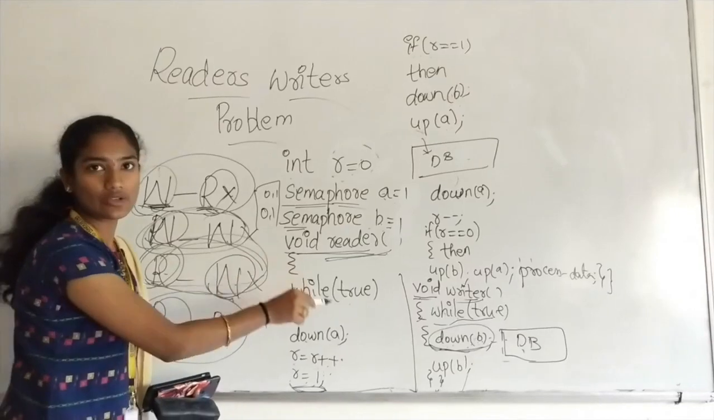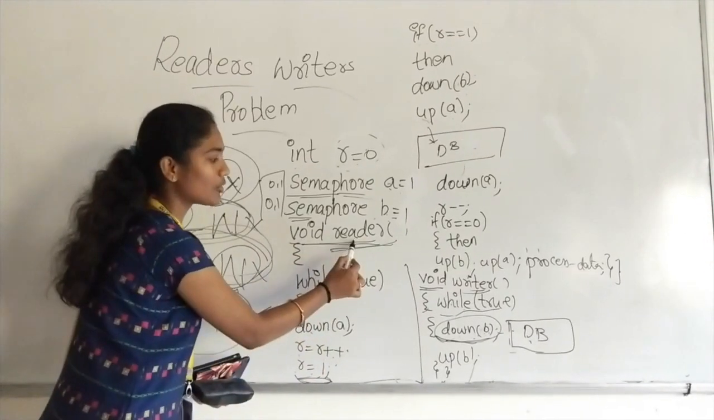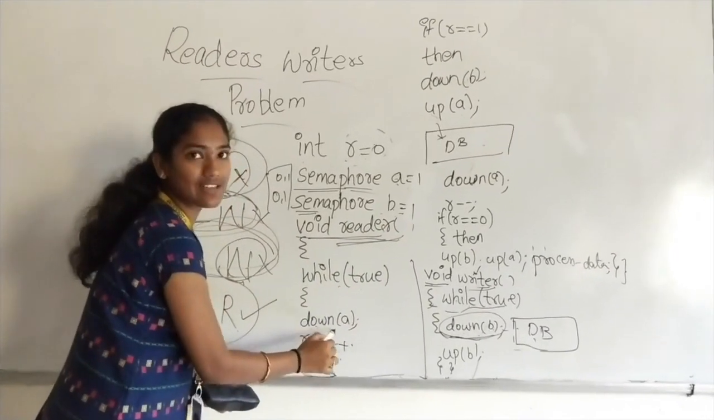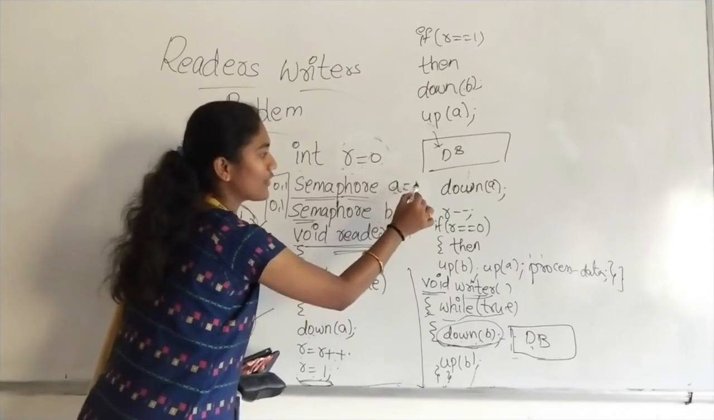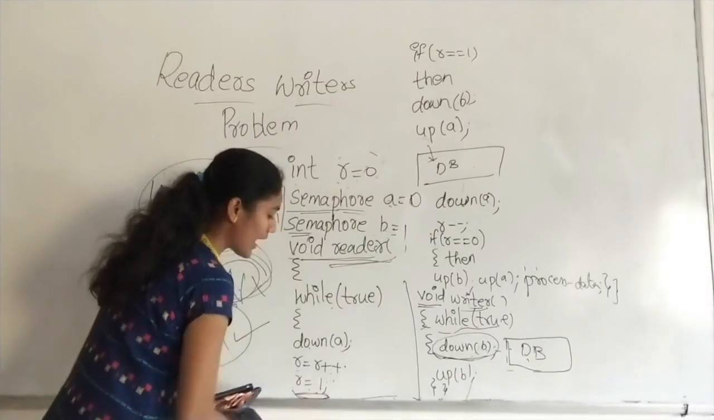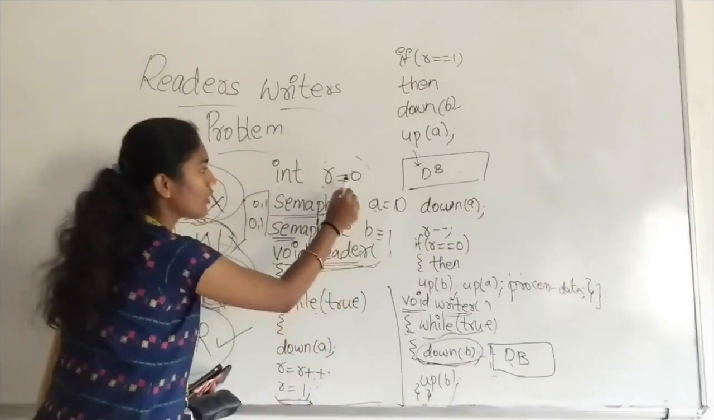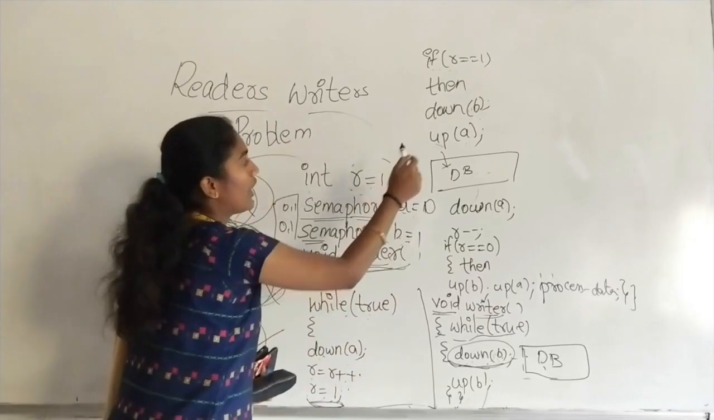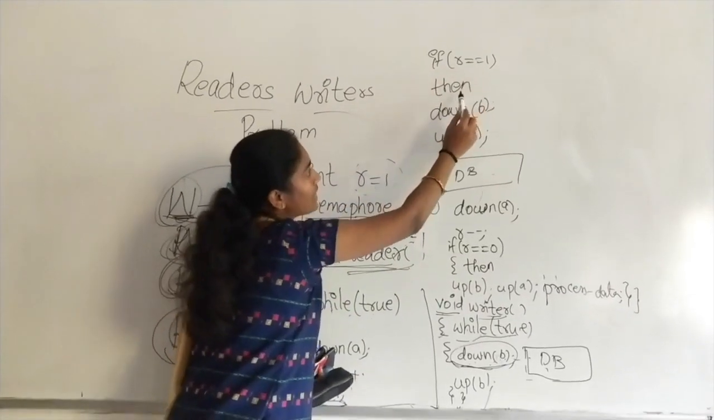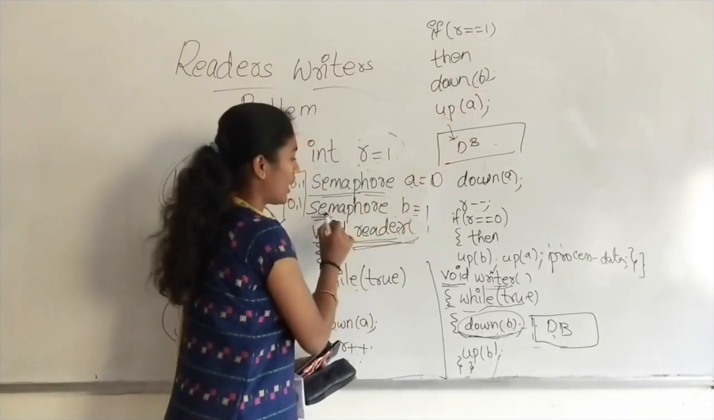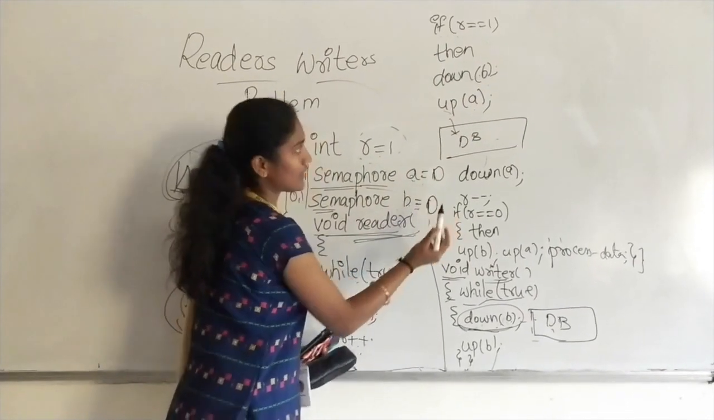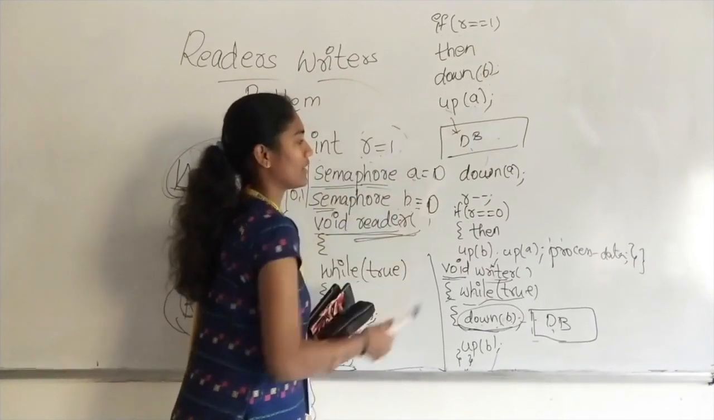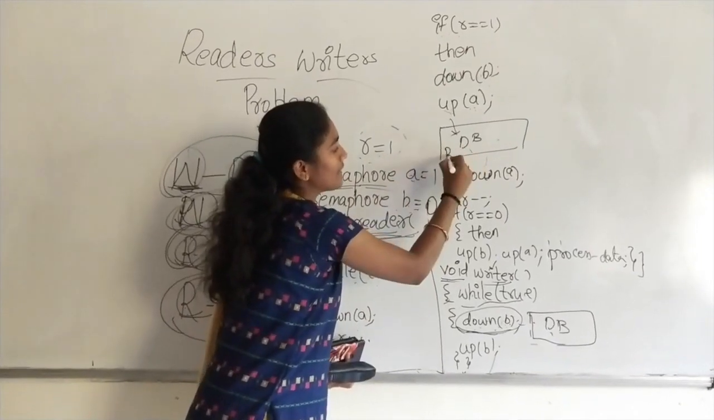Now the reader wants to enter into the database and access the data. So it will come to the reader code. Till the condition becomes true, it decreases the value of a. So the value of a is 1 and decreases to 0. Now the r value will get incremented to 1. So r value initially is 0, it increments to 1. Now if r is equal to 1, then it decreases the value of b. So we have 1, it decreases to 0. Again, before entering into the database, it increases the value of a to 1. In the database, reader 1 is there.